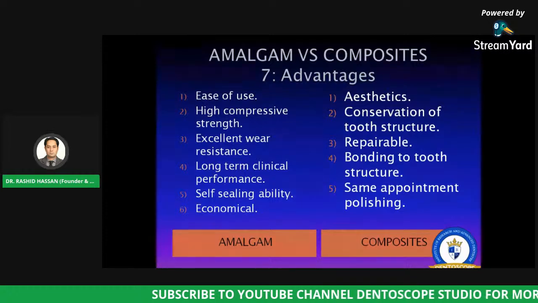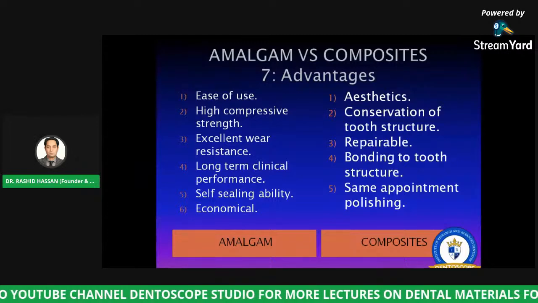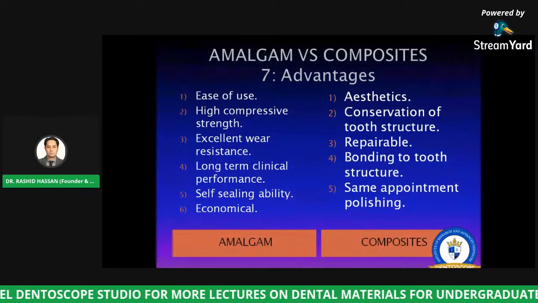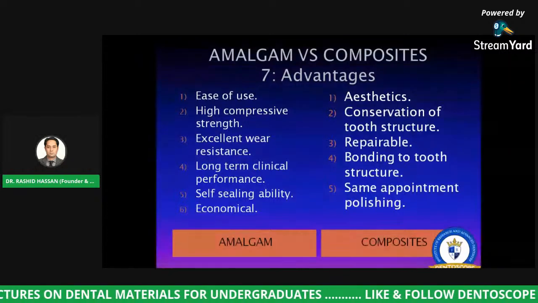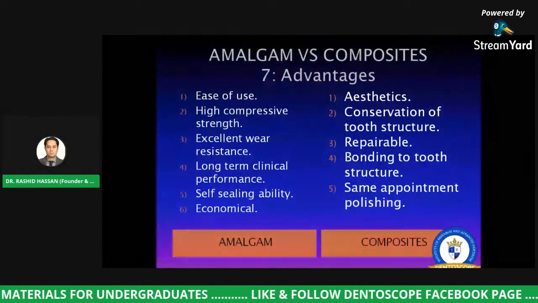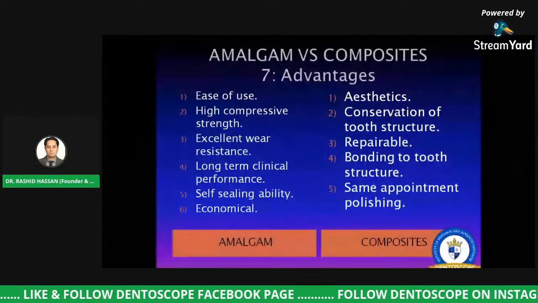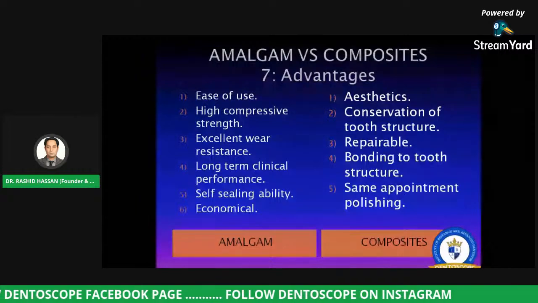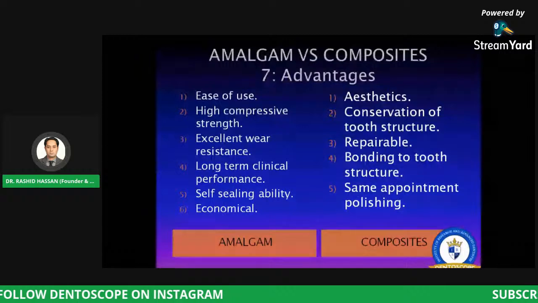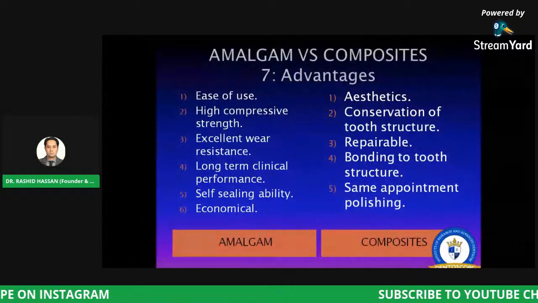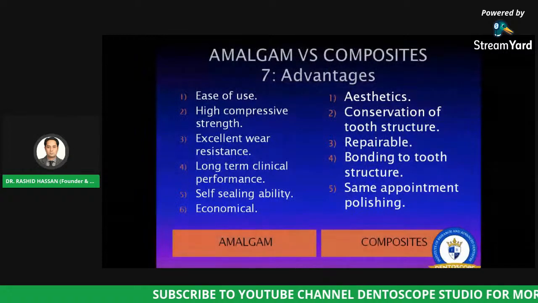It has high compressive strength. That is a very good advantage. That's why it is used in the posterior teeth, because compressive strength is very important in the case of posterior teeth. Why? Because in posterior teeth, the upper and lower jaw, the maxillary and mandibular teeth, grind the food, right? They apply compressive force on the food or whatever he's eating, right?